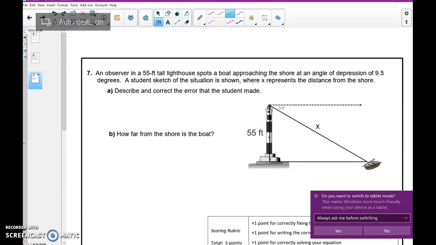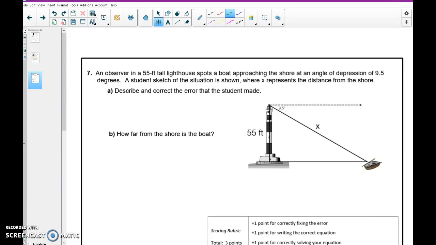All right, guys, so here are the last two questions for the video. These two people did generally pretty well on, but some people didn't quite look at the directions for the first one. So this one says, an observer in a 55-foot tall lighthouse spots a boat approaching the shore at an angle of depression of 9.5 degrees. A student sketch of the situation is shown, where X represents the distance from the shore.